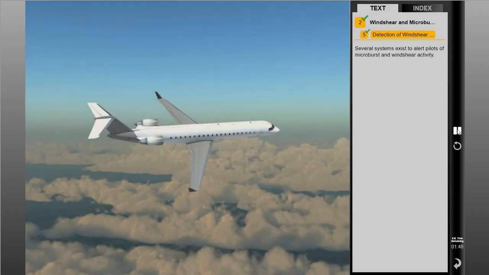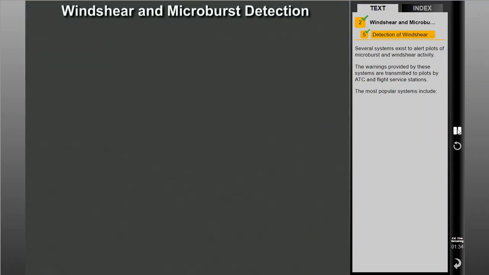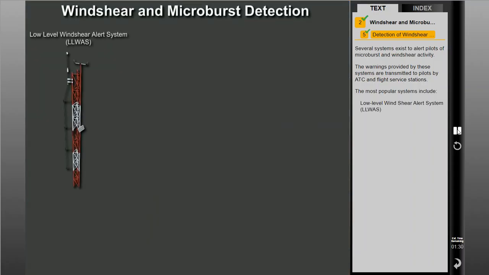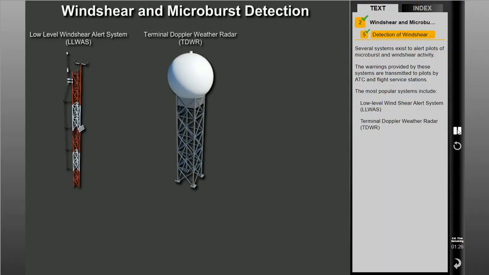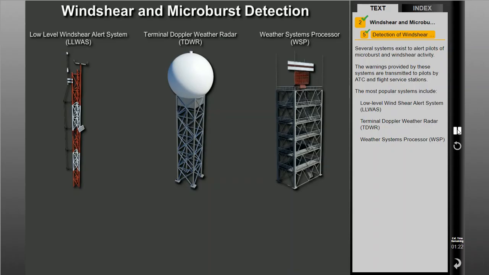Several systems exist to alert pilots of microburst and wind shear activity. The warnings provided by these systems are transmitted to pilots by ATC and flight service stations. The most popular systems include Low-Level Wind Shear Alert Systems, or LWAS, Terminal Doppler Weather Radars, or TDWRs, and Weather Systems Processors, or WSPs.